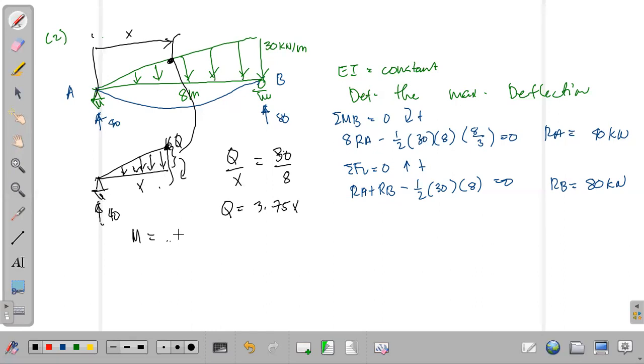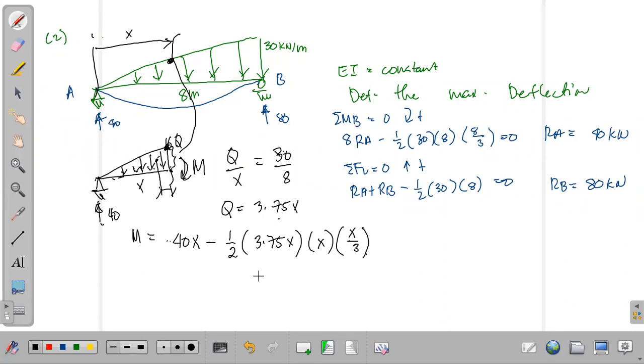Okay? So when we take a moment here, when we make a moment equation, we first take the reaction. Taking the moment here, 40 times x minus, this is a triangular load, so 1/2 times q. What is our q? This is 3.75x. Right? That is our value of q here. Times the, first we get the area. So 1/2 q times x times, since we are taking a moment, we get the centroid, the distance of the centroid from the moment section. That will be x over 3. Remember, for moment, it is area times the distance. So the distance from the centroid of the uniform load, that's why it is x over 3, because we are taking the moment here. Right? So our moment here is 40x minus 1/2 times 3.75x times x over 3.